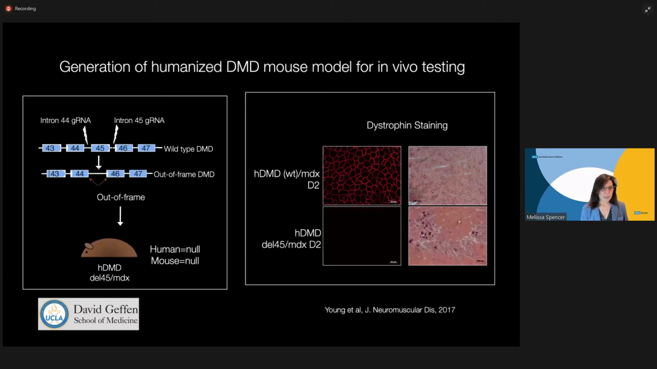And then we had to generate a humanized mouse because we want to ultimately translate this platform. And the guide RNAs are very specific for the sequences. And so because our guides are directed to the human gene, we needed to have a mouse that had the human gene. So we got the mouse from Jackson Labs, actually, that was created in the Netherlands that had the full-length DMD gene in a backbone. We mutated it with CRISPR to remove exon 45, and then we had to cross it to dystrophic mice to generate a mouse model that we could use for our studies.